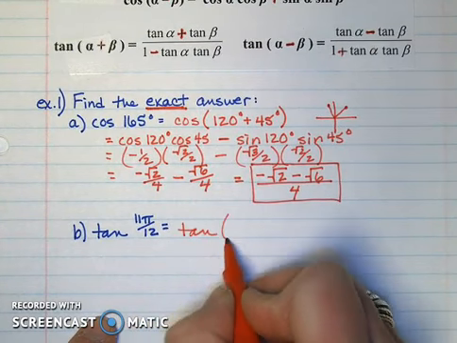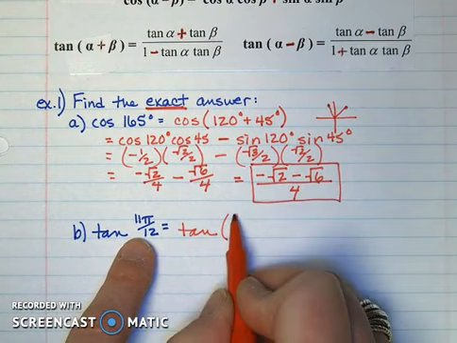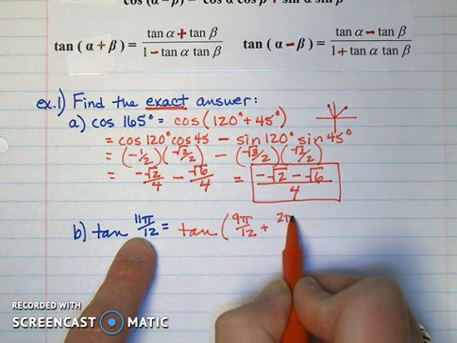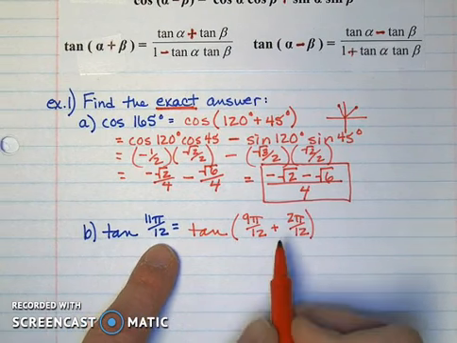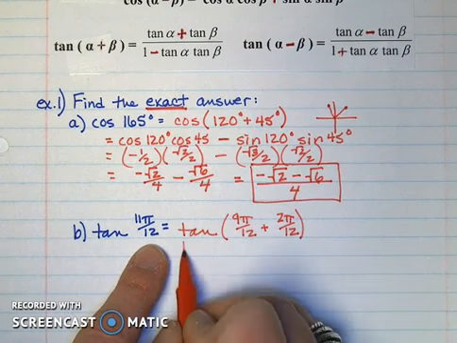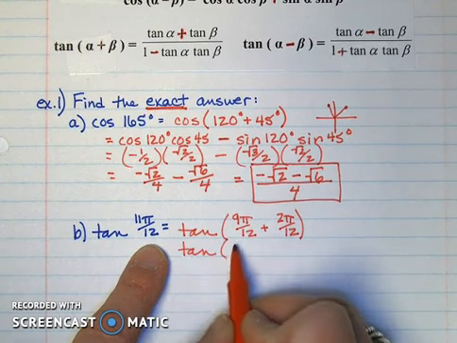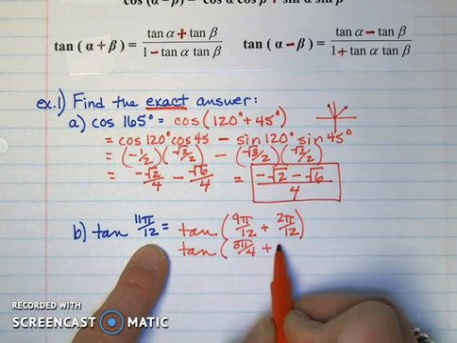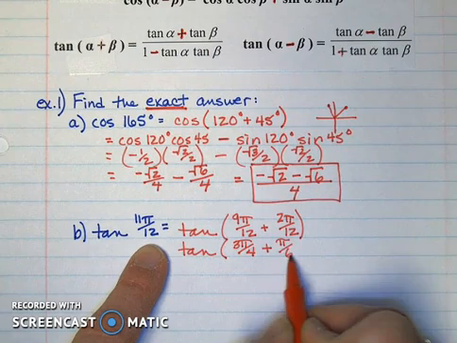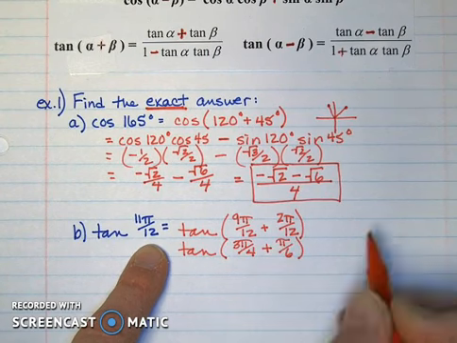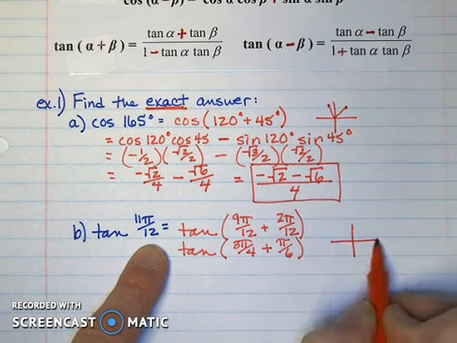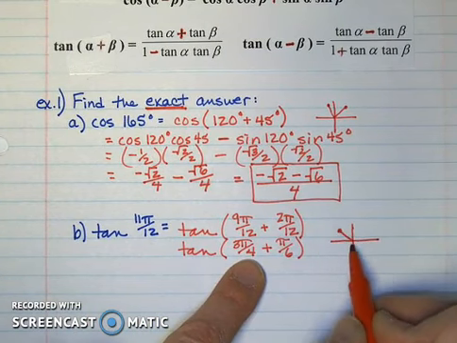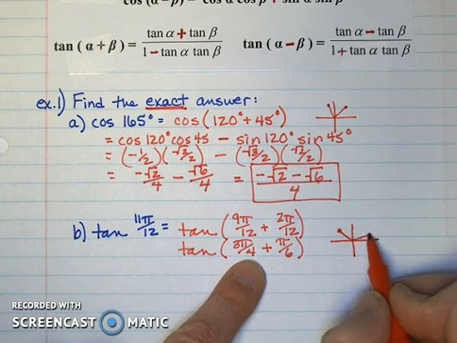I need 11. I'm going to change that to 9 pi over 12 plus 2 pi over 12. That gives me 11 pi. But what is 9 pi over 12? That reduces to 3 pi over 4, and this reduces to pi over 6. I have values for both of those, right? The tangent, let's see, 3 pi over 4 is right here. Pi over 6 is right here. So I can do that.